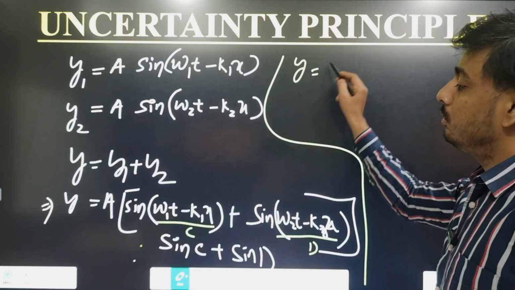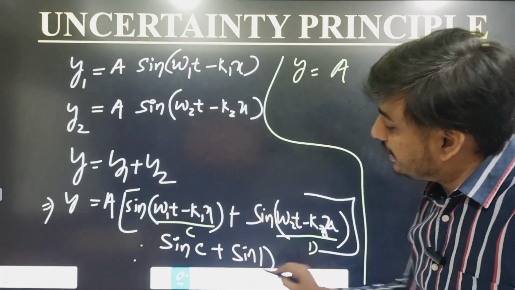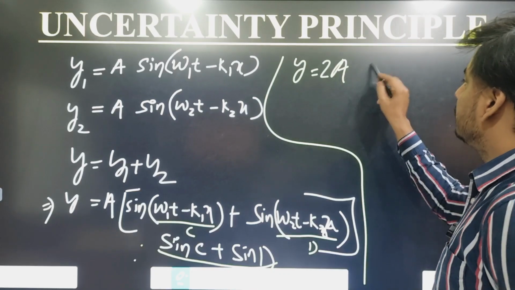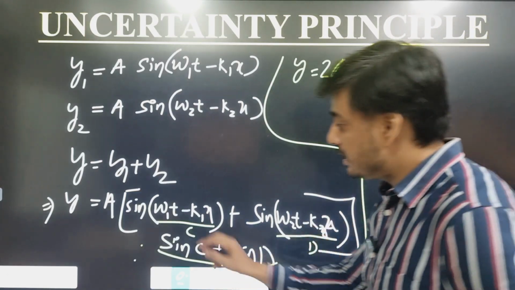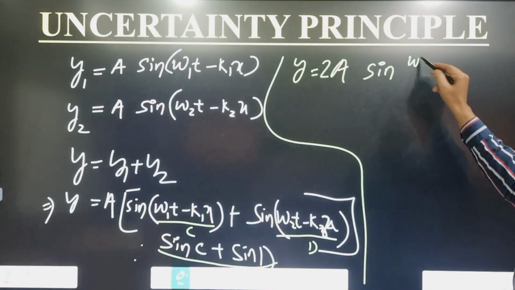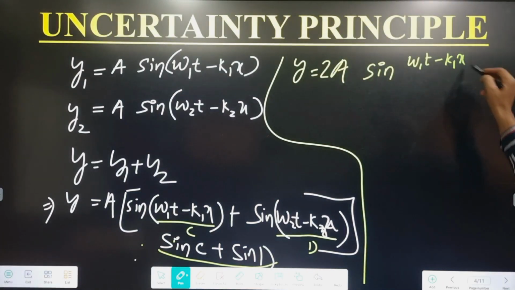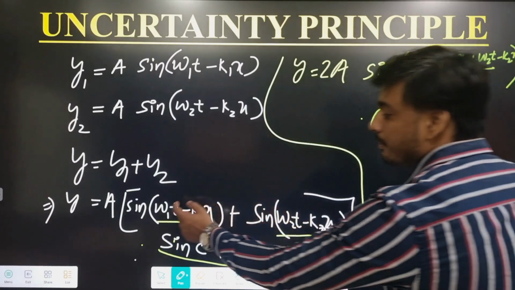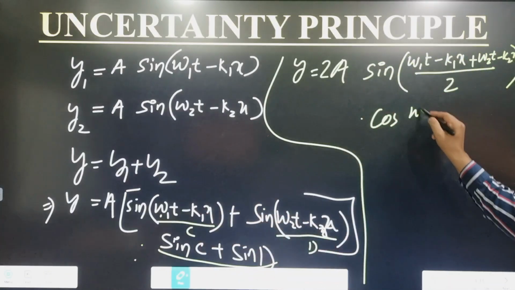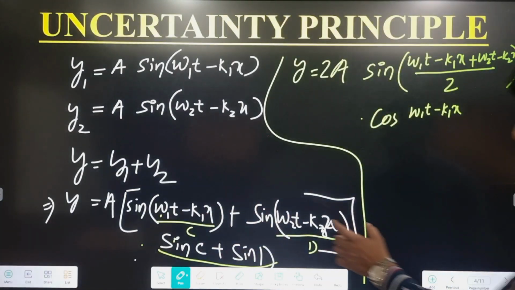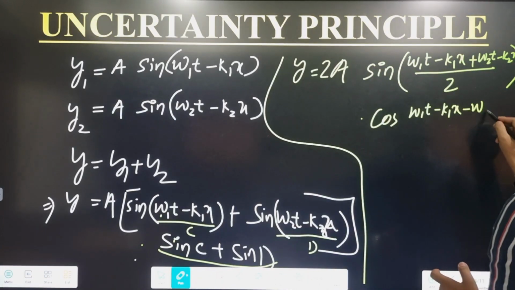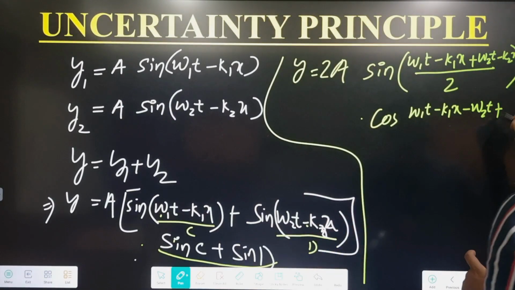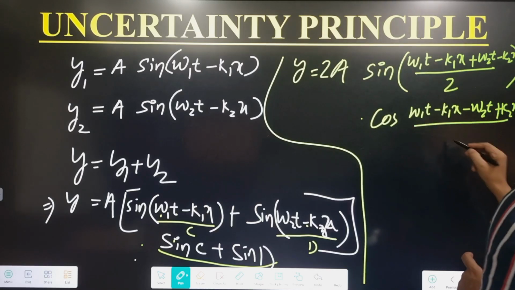So we get y equals A, and the sin C plus sin D formula gives a factor of 2, so we multiply by 2, then sin of (C plus D) by 2. C plus D means omega1 t minus k1 x plus omega2 t minus k2 x, whole divided by 2. Then into cos of (C minus D) by 2. C minus D means omega1 t minus k1 x minus this whole term, so this will be minus omega2 t, and this minus minus will be plus k2 x, divided by 2.